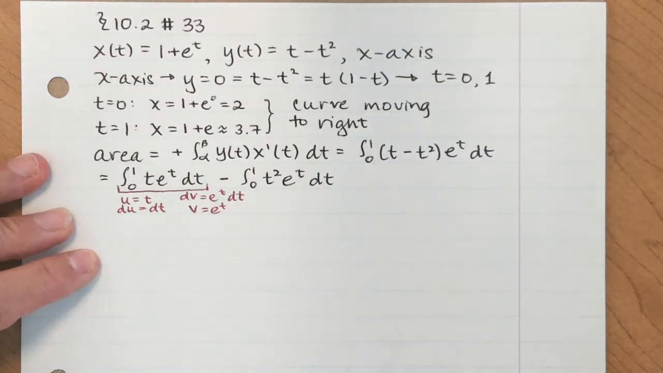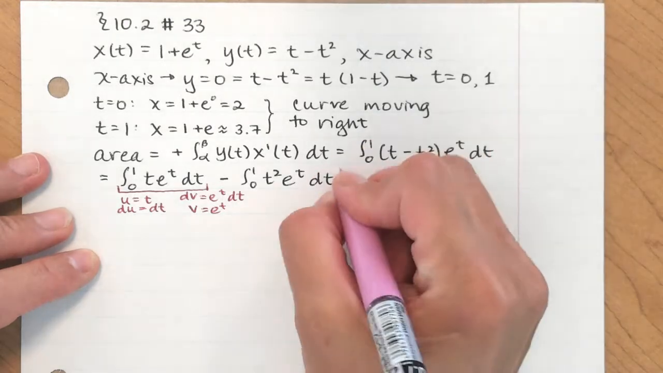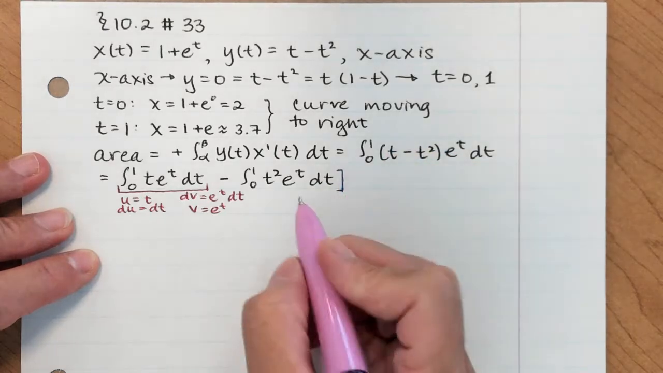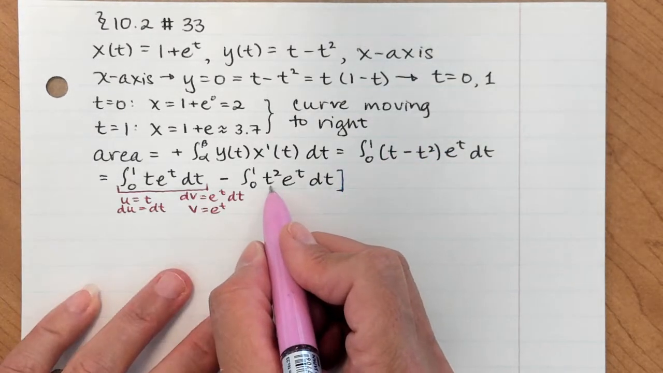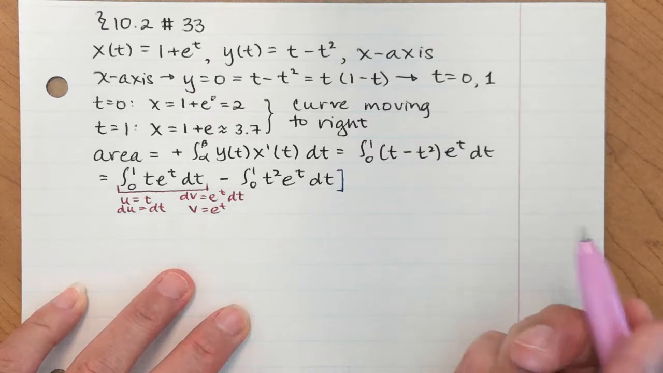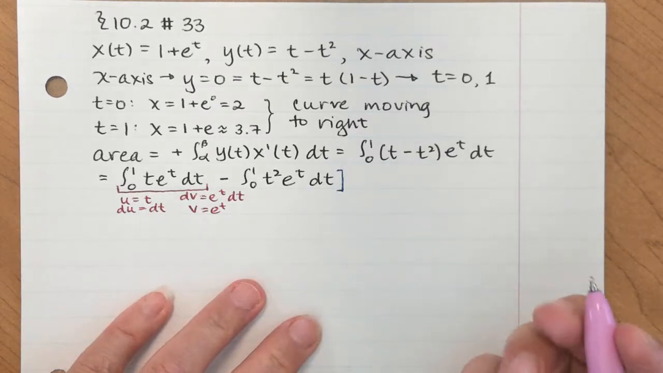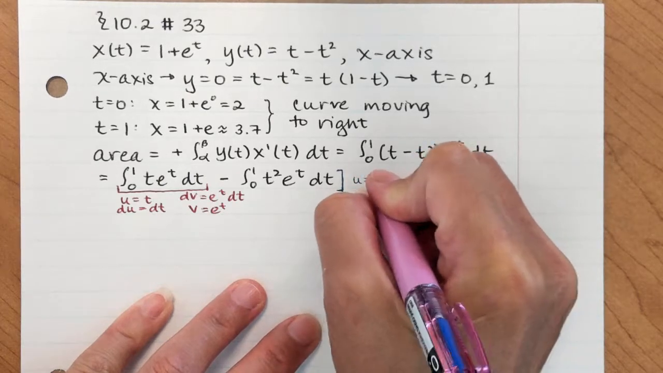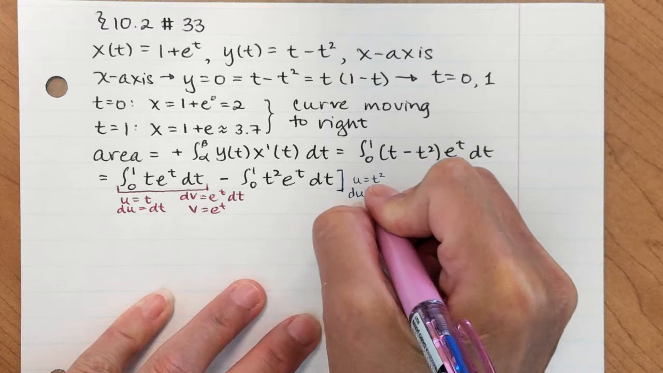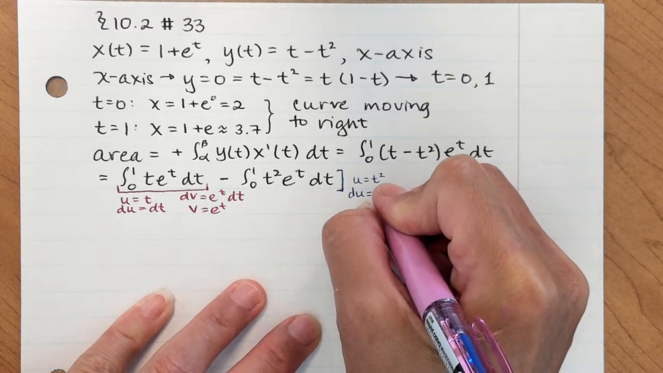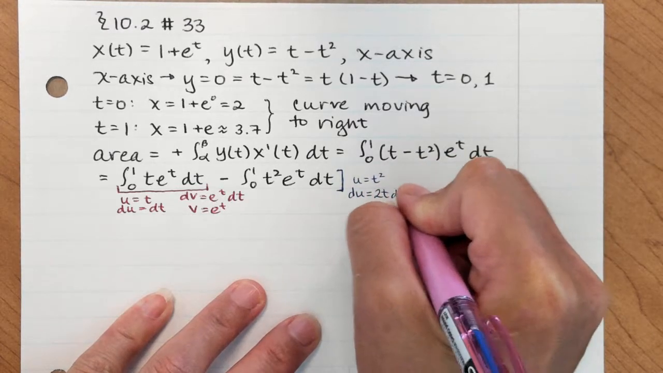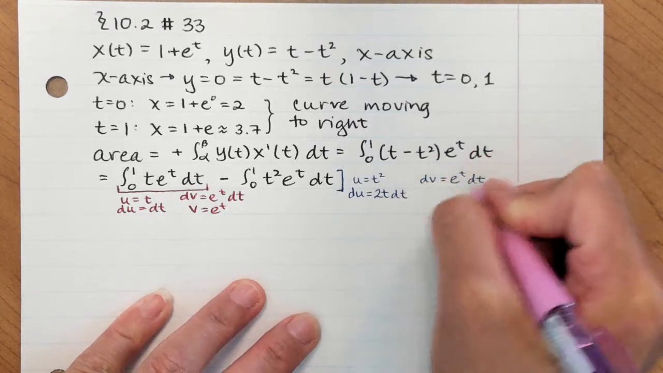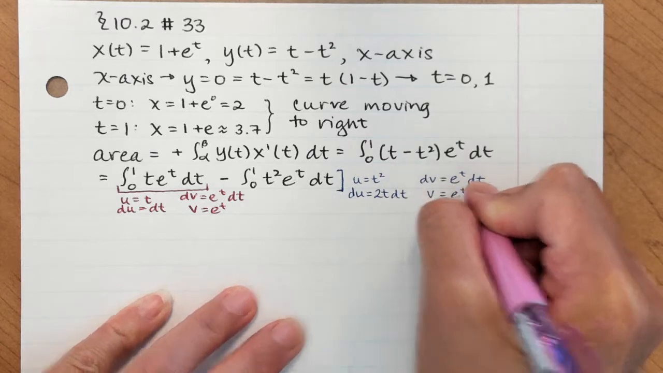On the second integral, if you can see forward enough, you can see that we're actually going to have to do integration by parts twice here to get rid of the t squared. Once to make it a t, and then to make it a 1. In the first integration by parts, I'm going to make u t squared, again because my goal is to get rid of the t squared, which means du is 2t dt. dv will be e to the t dt, and therefore v is e to the t.